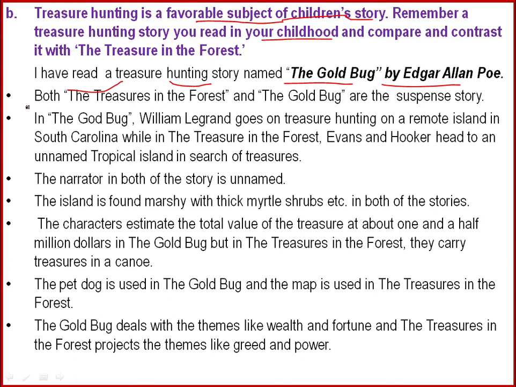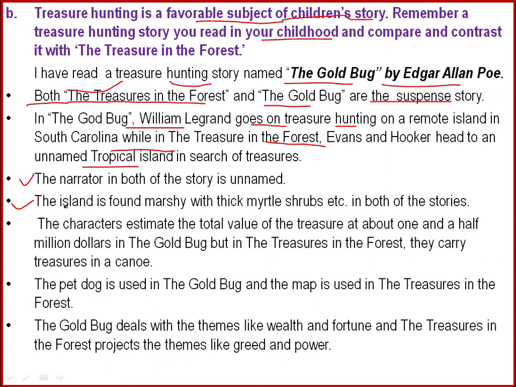As we compare and contrast these two stories, we come to know both The Treasure in the Forest and The Gold Bug are suspenseful, or mystery, stories. Second, in The Gold Bug, William Legrand goes on a treasure hunting on a remote island in South Carolina. But in this story, The Treasure in the Forest, Evans and Hooker head to an unnamed tropical island in search of treasures. The third one is the narrator in both of the stories is unnamed. They are not given proper names.